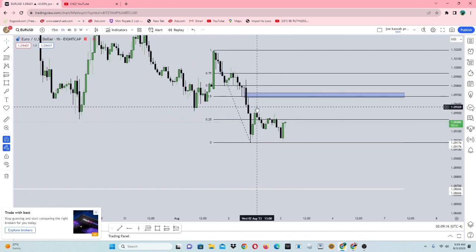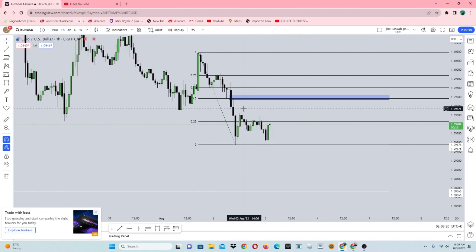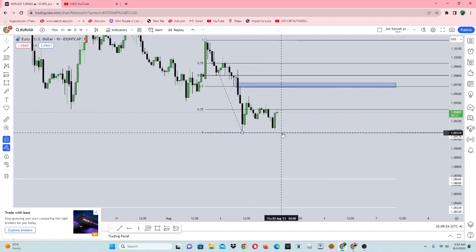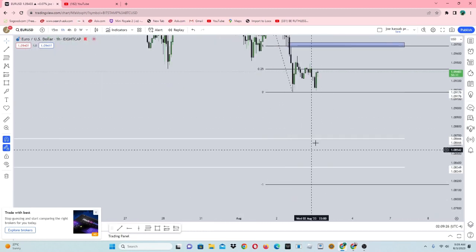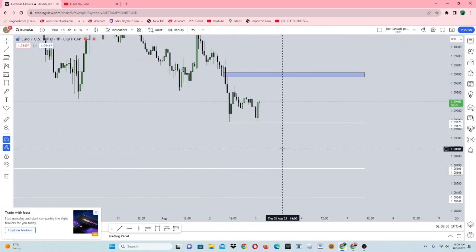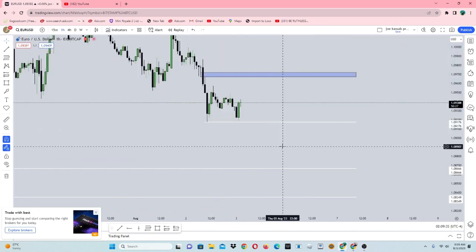Plus we have this high. This is an internal buy side liquidity, so it should be taken before we reach our equal lows right here and our weekly and daily targets. So this is my analysis for today.